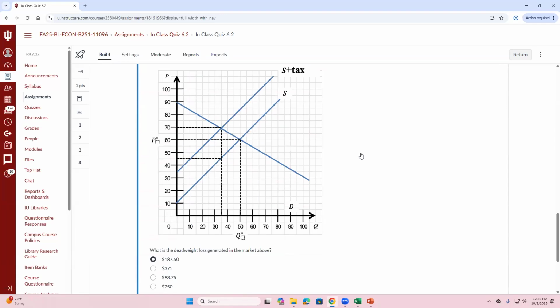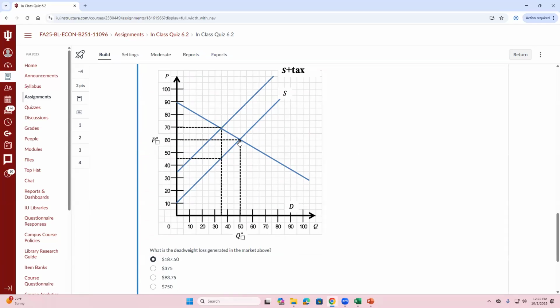It's going to be the area between the old equilibrium quantity and my new quantity after the tax, but between the supply and demand curve, right? All of that total surplus that was lost because after this tax, I'm no longer seeing these units being produced and consumed in the market.